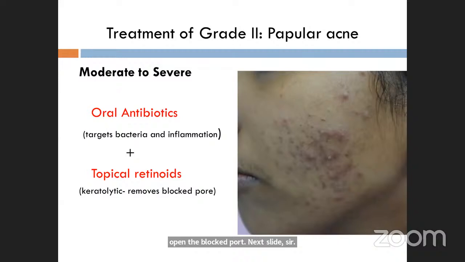And when the inflammatory cells are more in number, and you know there are many pustules also, then you can replace your topical antibiotic with oral antibiotic, which will again target your bacteria and inflammation, and you add a topical retinoid with it for its keratolytic activity. Next slide, sir.